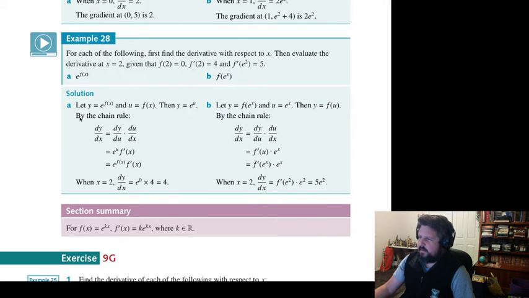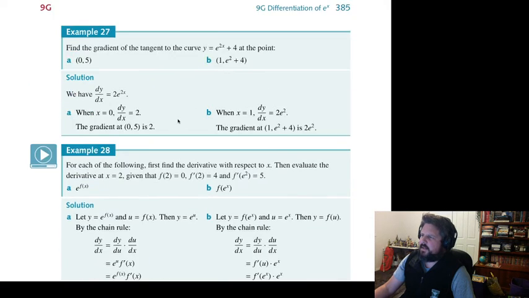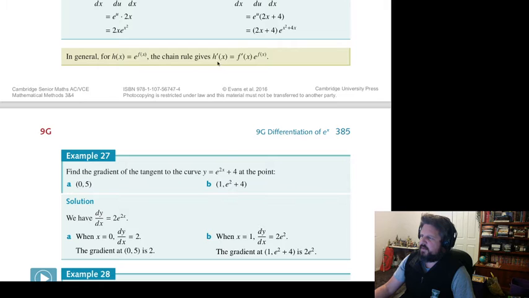Alright, so what we're going to do for this one here, it says let y equal e to the f of x and u be equal to f of x. So then using the chain rule, we're going to have y equals e to the power of u. And this does relate to this rule up here, which I sort of did skip over, sorry.